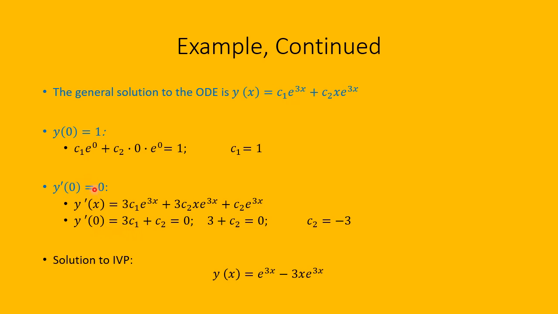So now y prime of 0 equals 0 is going to give us what condition? y prime of 0, plugging into this equation up here, is 3c1 plus c2. And that has to equal 0. And that tells us that 3 plus c2 equals 0, since c1, remember, was 1. And thus, c2 has to be minus 3. So now for the initial value problem, we have found what c1 and c2 must be. And so the solution to the initial value problem, y of x, equals 1 times e to the 3x minus 3 times x e to the 3x.